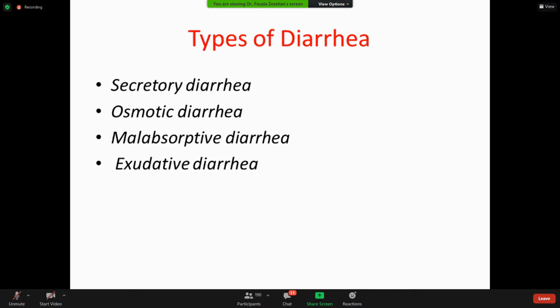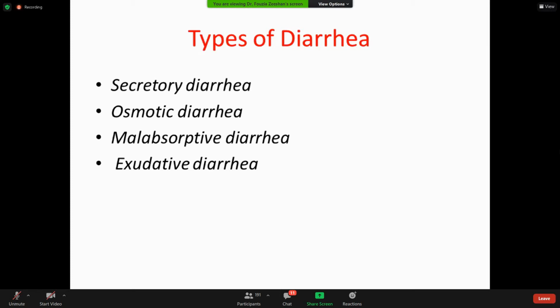There are certain types of toxins, like preformed toxins, as in food poisoning, where a person ingests food which contains preformed toxins, and there are some enterotoxins that are produced by the microorganisms ingested by the person in the food. So in secretory diarrhea, these toxins activate adenyl cyclase activity.